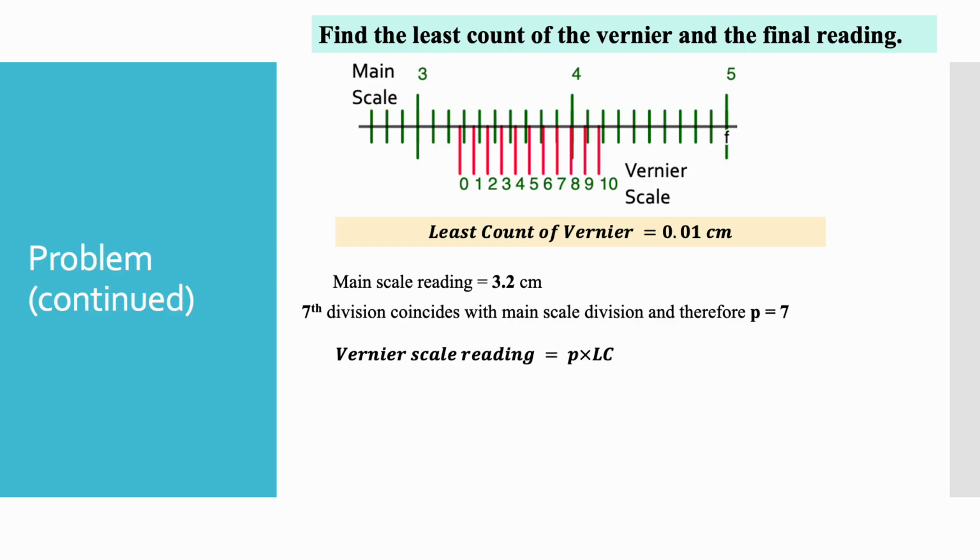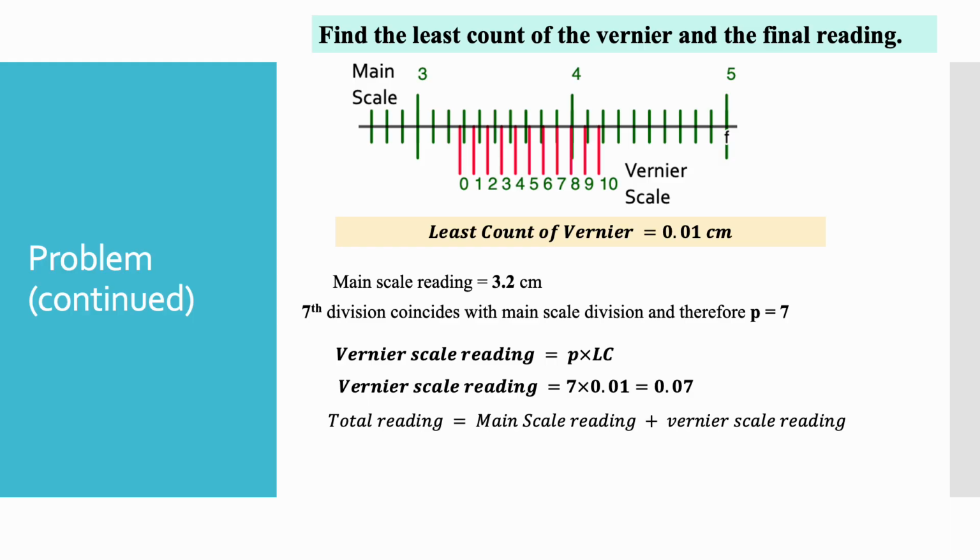Vernier scale reading is equal to P, the coinciding division, multiplied by least count, which we have already calculated. So 7 multiplied by 0.01, which is equal to 0.07. Total reading is main scale reading plus vernier scale reading. What's the main scale reading? It is 3.2 and vernier scale reading is 0.07. So 3.2 plus 0.07 gives you 3.27 centimeters or 32.7 millimeters.